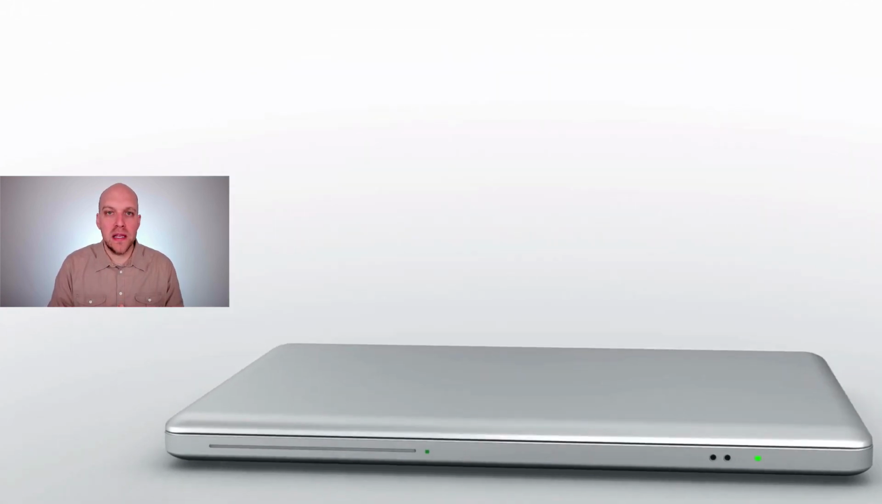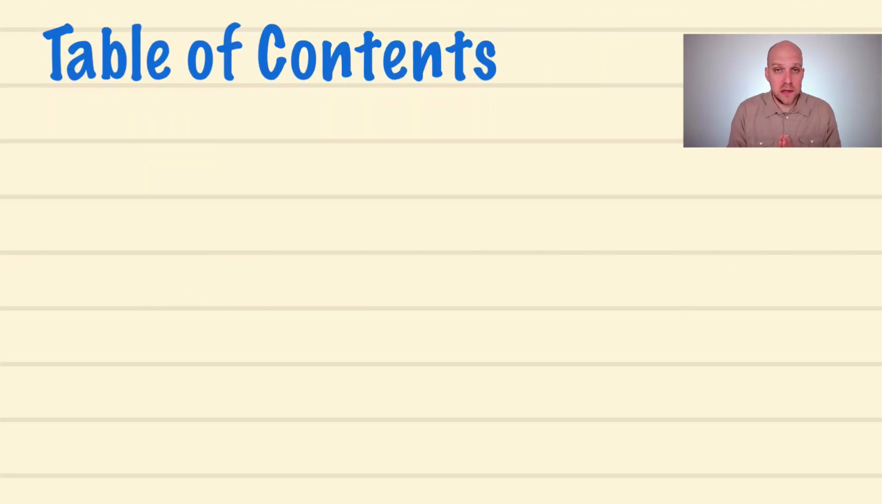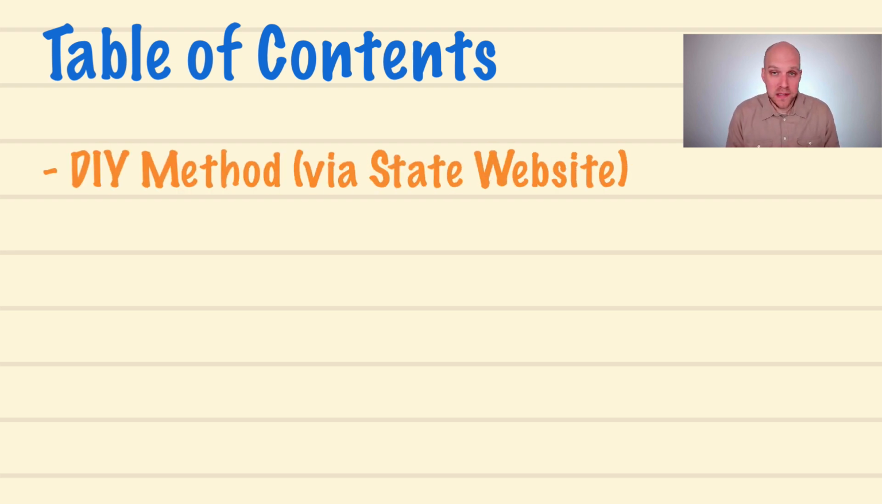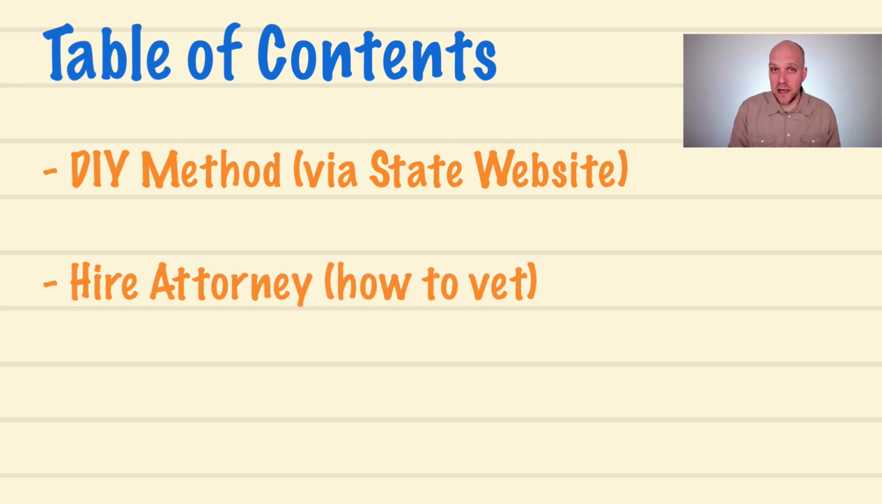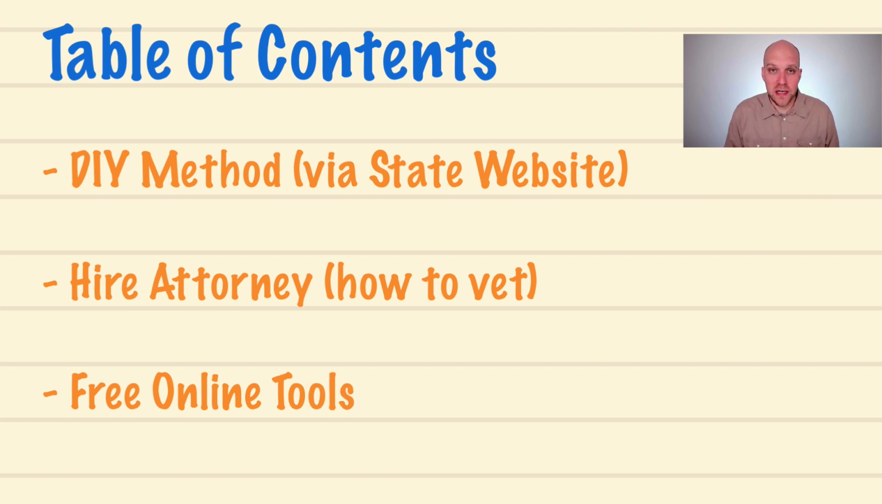So what I want to do is give you kind of a table of contents up front and what to expect. What we're going to be covering in this video is 3 different ways for you to start an LLC in California. There's the DIY method through your state website. You can always hire an attorney, and I'm going to show you how you can vet attorneys and also get a free consultation while you're doing that. And then the last thing we'll talk about are free online tools that can allow you to set up an LLC as well.